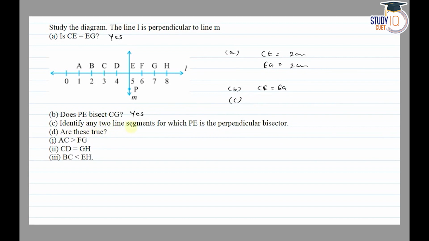Identify any two line segments for which PE is perpendicular bisector. So हो जाएंगे हमारे पास DF and BH. Are the line segments for which PE is perpendicular bisector.